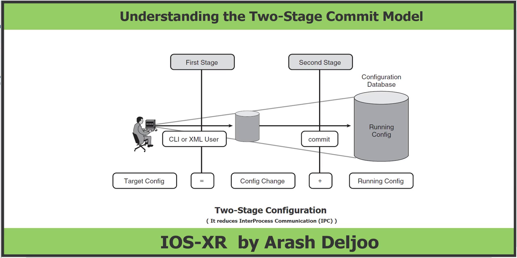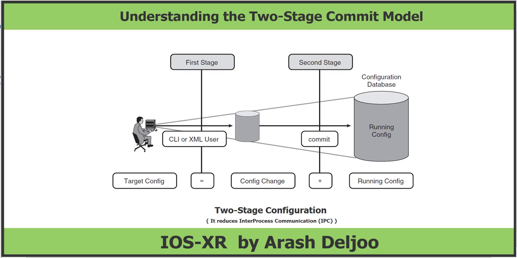Because the entire target configuration has entered the system, the committed configuration is carried out in bulk. The two-stage commit process helps in applying the configuration in bulk. This in turn helps in doing subsequent operations such as verification, checkpointing, logging, and so on in bulk. Bulk operation is especially good for performance because it reduces inter-process communication, or IPC, overload.